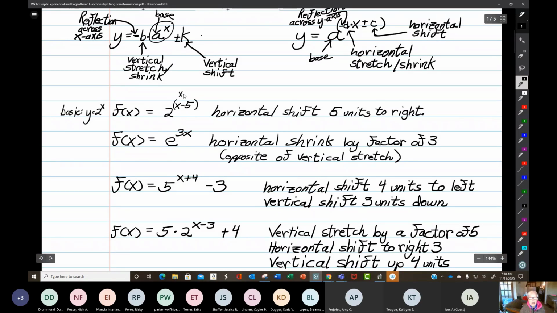here, x minus 5, set it equal to 0, and solve for x. You'll add 5 to both sides, which means x equals positive 5. So the horizontal shift is going to be 5 units to the right.